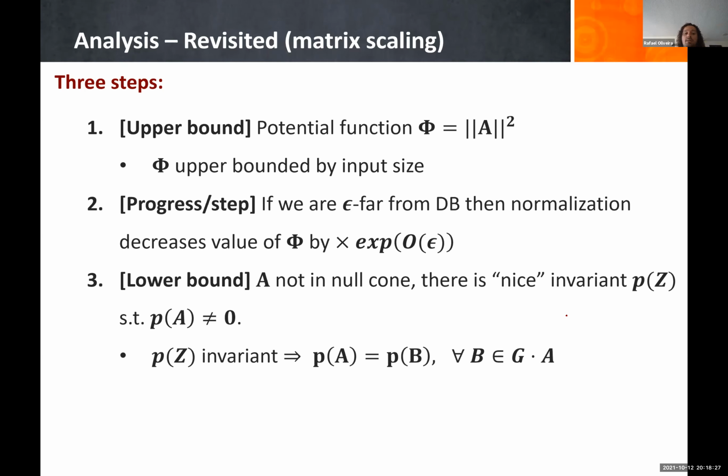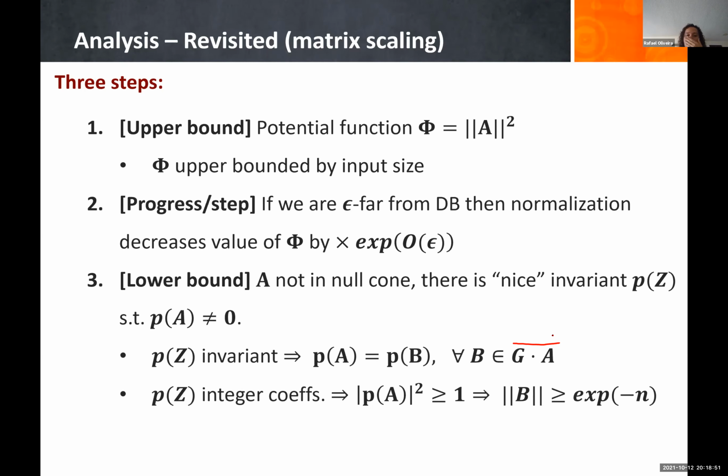And the idea is that this invariant, and this is where invariant theory comes in, if this polynomial P is invariant, then P of A is equal to P of B for any B in the orbit of A, and also in the orbit closure, by continuity. So I'm going to put also a bar here. Correct?